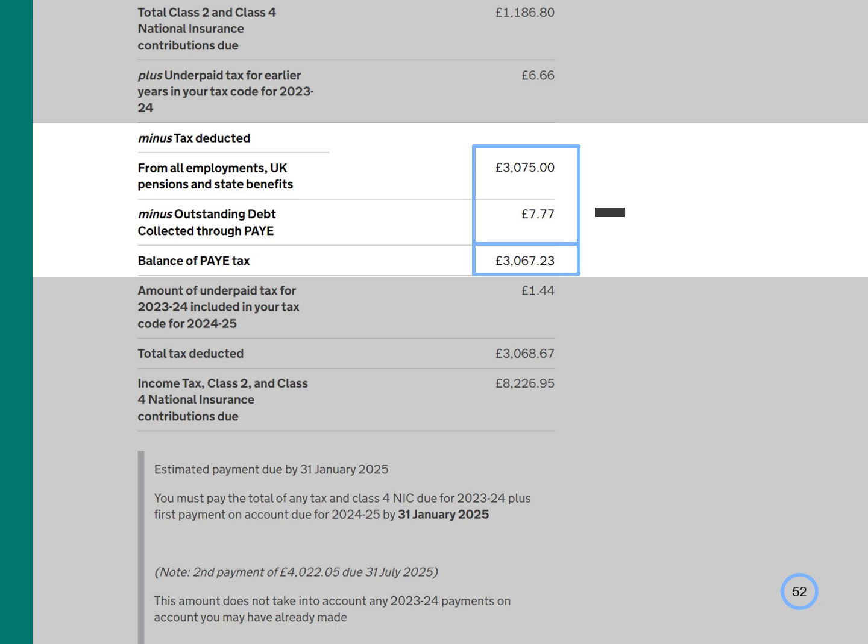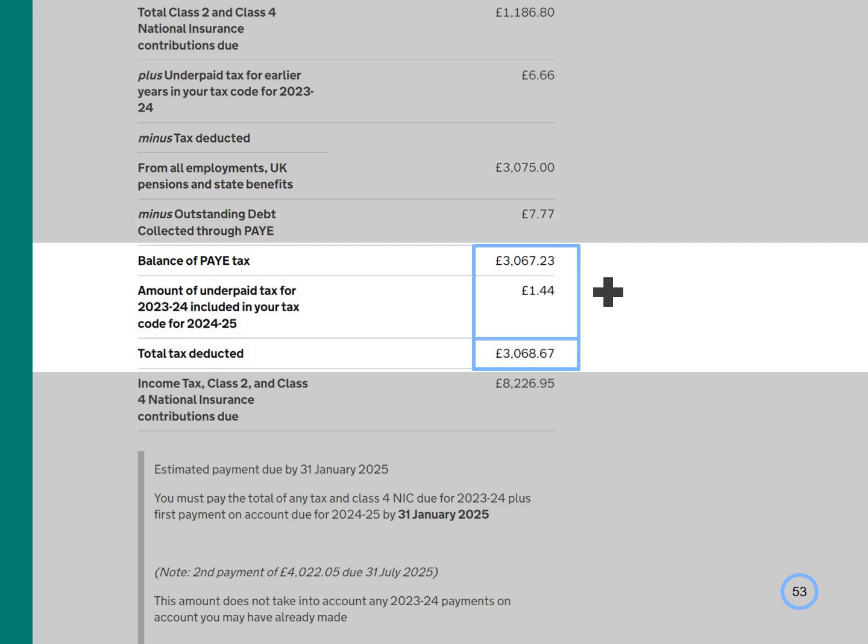This leaves the balance of PAYE tax you've already paid in the year. In our webinar, Finishing Your Online Tax Return, we saw a question about estimated amounts of underpaid tax in your 2023 to 2024 tax code that are due to be paid through your 2024 to 2025 tax code. This amount will become part of the tax due for 2024 to 2025. So that we don't collect the amount twice, we add this to the tax deducted this year as if it had been paid in the year.